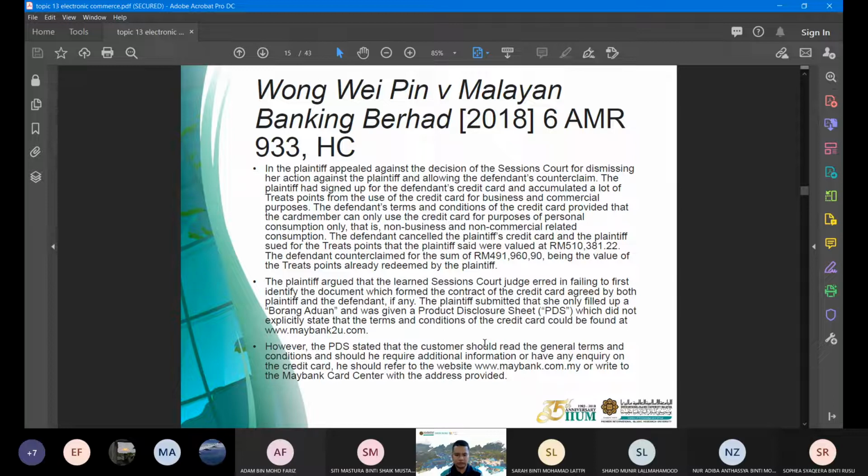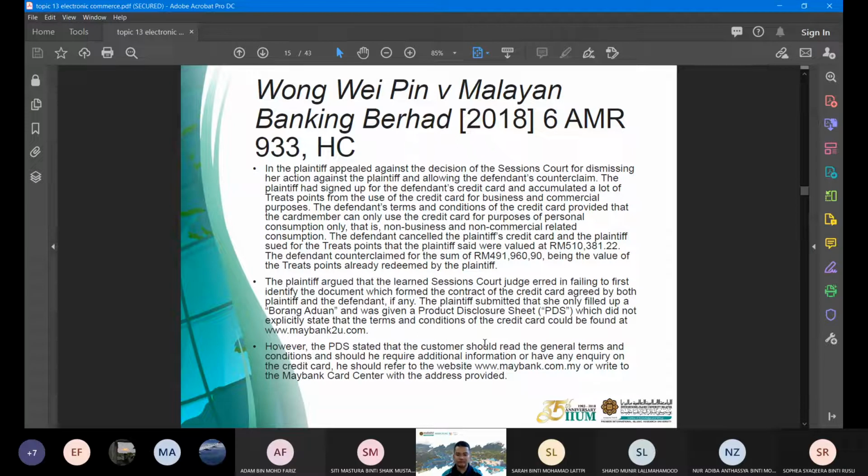Maybank has these trip points, a kind of points that you can collect once you use the card. Because it's for personal use, the bank is not expecting personal use to be too much. Meaning you're using it too much.